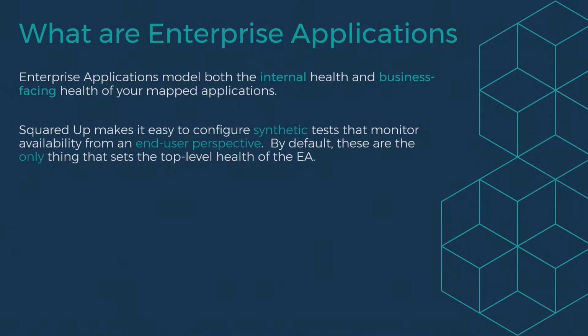So enterprise applications, at least Squared Up, makes it really easy to configure these synthetic tests that monitor the availability of your app from an end user perspective. So we have that nailed down. And then by default, these are the only thing that sets the top level health of the enterprise application. So if you create a dashboard for your boss that says, look, here's our service catalog, here's our sort of 10 key apps, he knows that if that thing goes red, it means end users are being impacted.